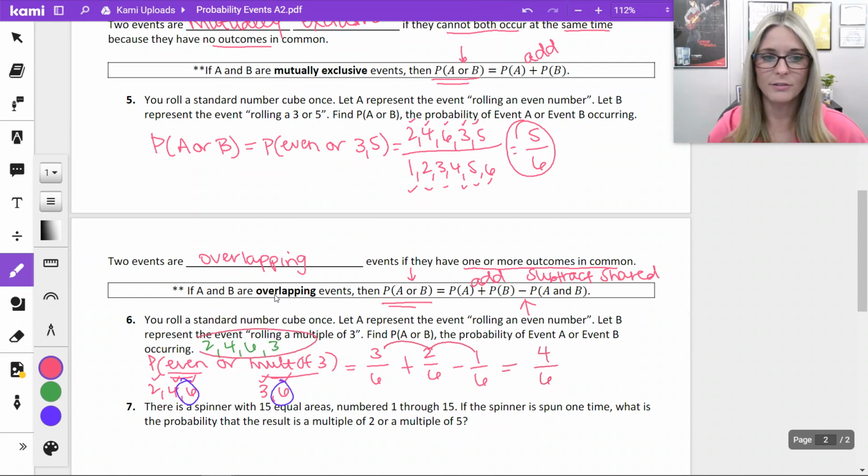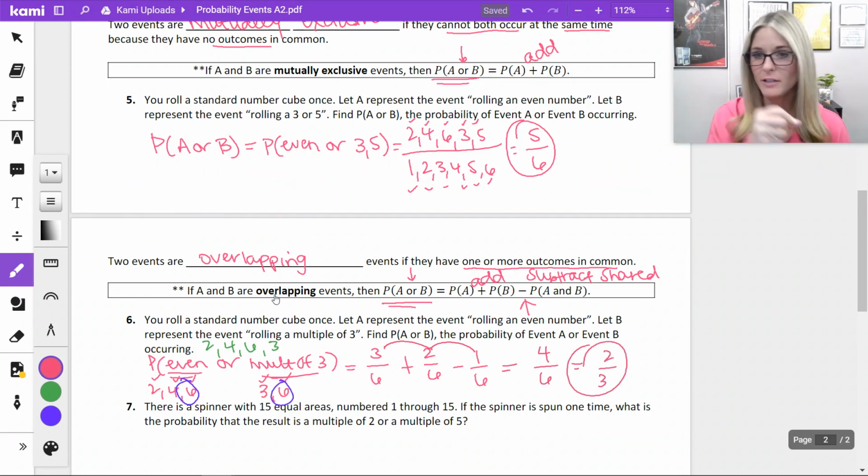What did I list out over here in green? 4 possibilities on the die. So let me just simplify this fraction. We have a 2/3 chance on a number cube of rolling an even or a multiple of 3, if that's going to let me win the game.